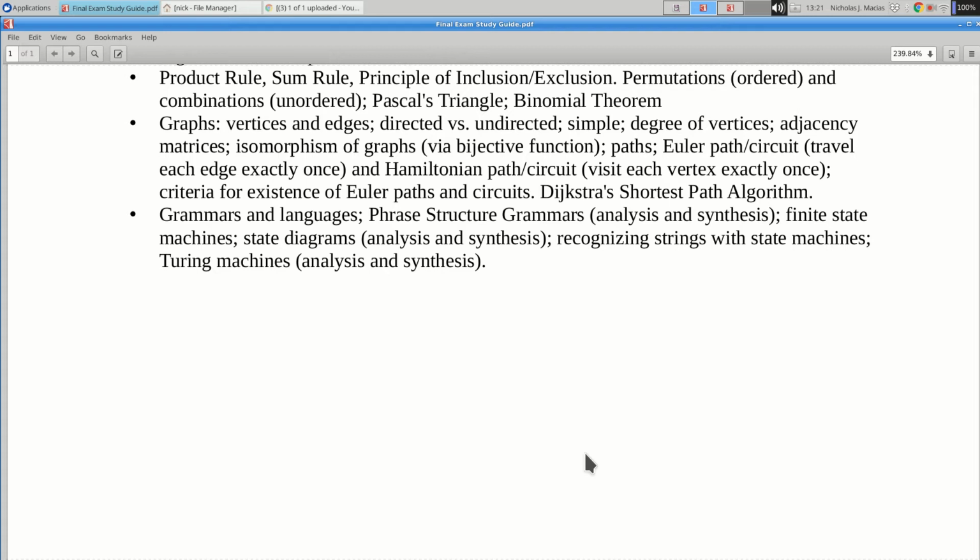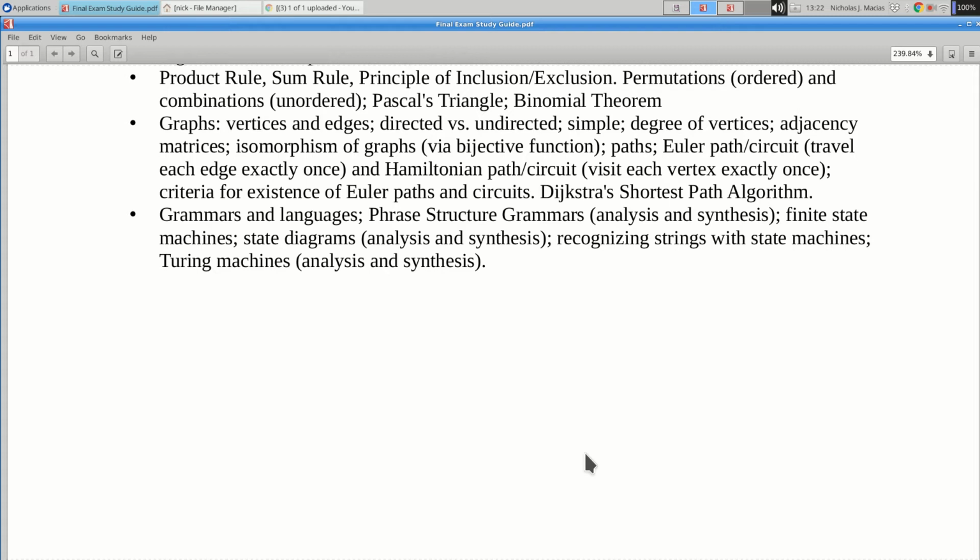Know what an adjacency matrix is. So you have vertices on both dimensions, and you put a 1 if those vertices are adjacent to each other, if there's an edge connecting them. Isomorphisms of graphs, so you had a homework question on that. That was one of the questions I graded. If you can find a one-to-one onto mapping from vertices to vertices that preserves adjacency, then those graphs are isomorphic, so they can be changed into one another. And then Euler paths and Euler circuits and Hamilton paths and Hamilton circuits.